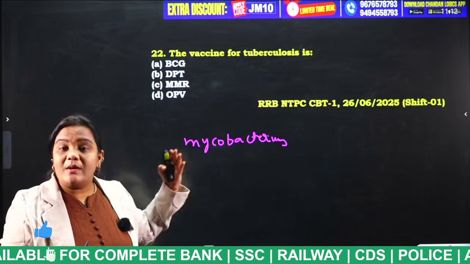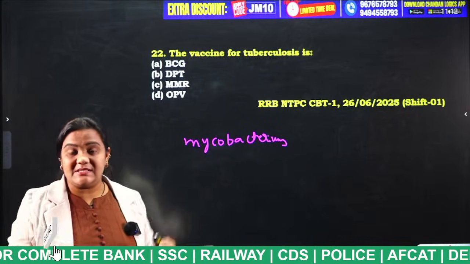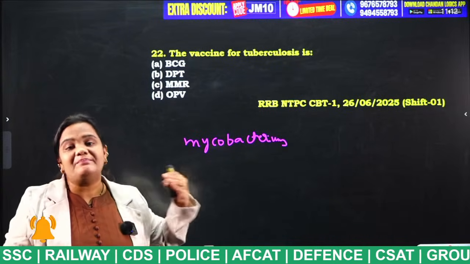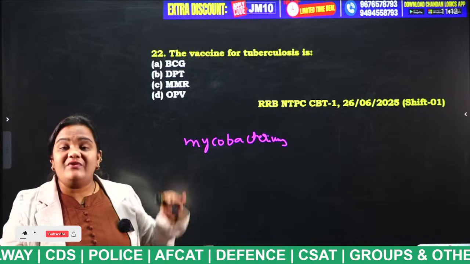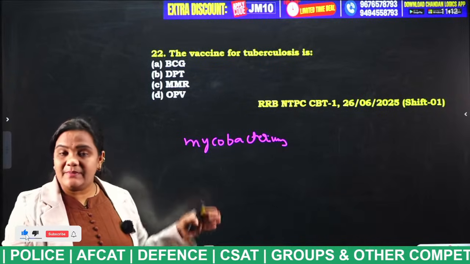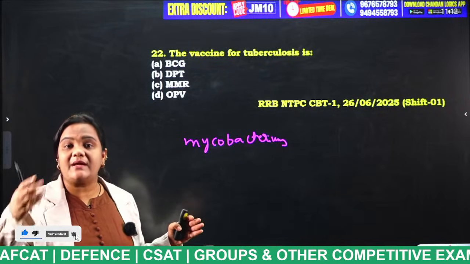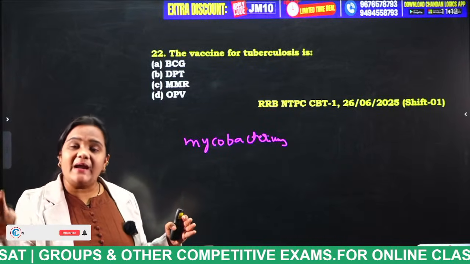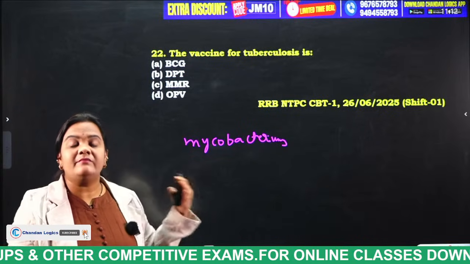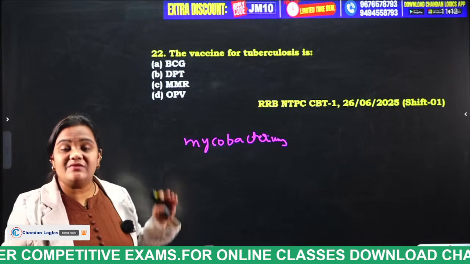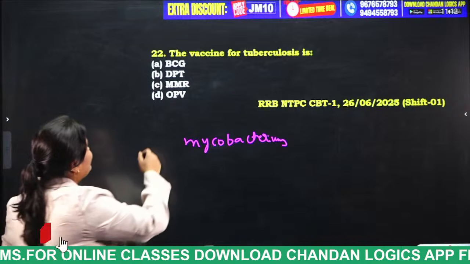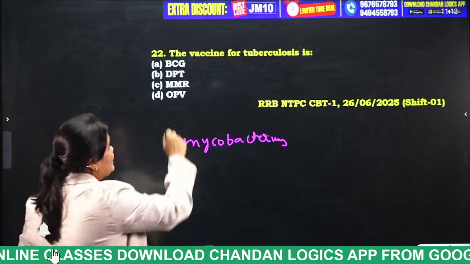Tuberculosis is a spreadable disease. It is a contagious disease. Contagious disease means it will be spread from one person to another person. If a person who is suffering from TB sneezes, and his mouth droplets are in the air, other persons will be affected with this TB. It is a very dangerous disease. So what is the vaccine for this TB?